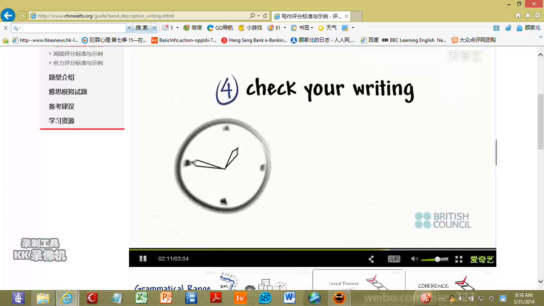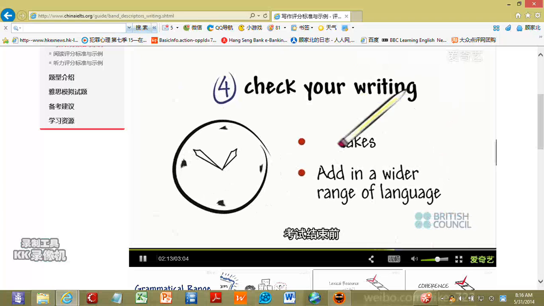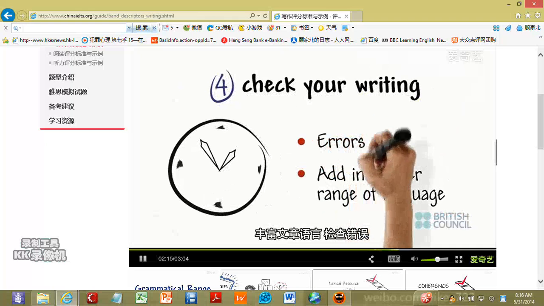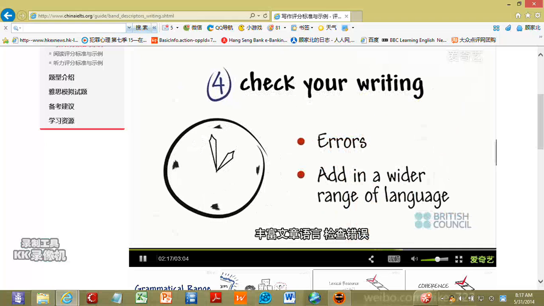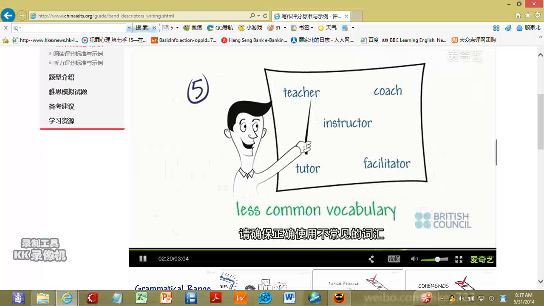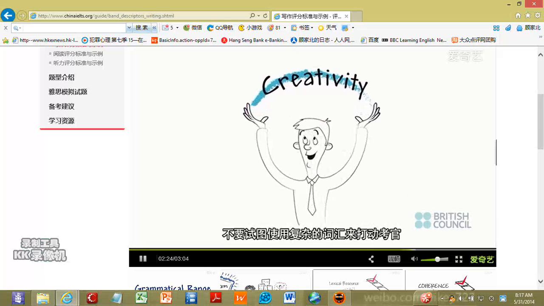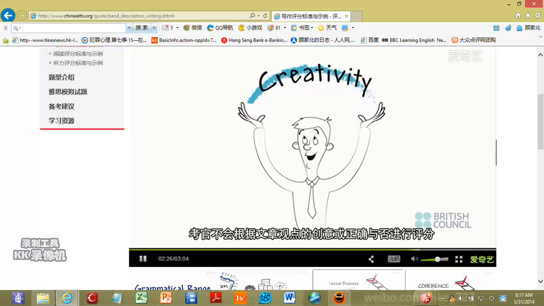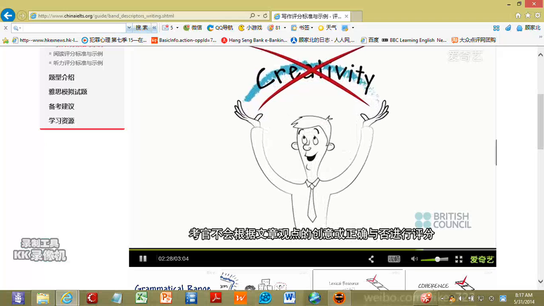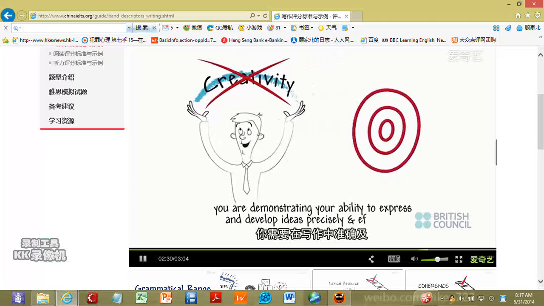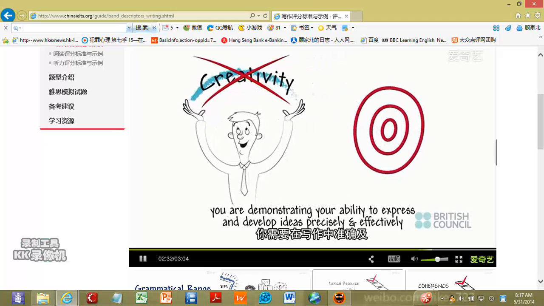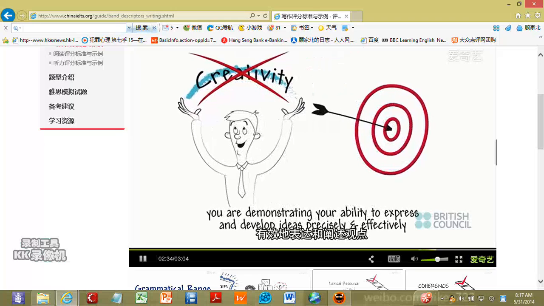4. Always leave time at end of the test to check your writing for errors and add in a wider range of language. Be sure you use less common vocabulary correctly. You are not trying to impress the examiner with your vocabulary. You are not being assessed on the creativity or the correctness of your ideas. You are demonstrating your ability to express and develop ideas precisely and effectively.